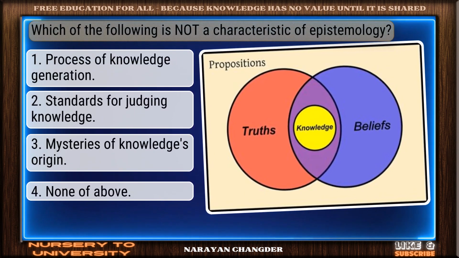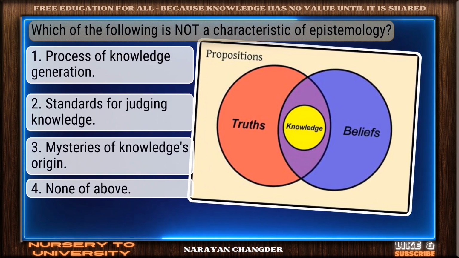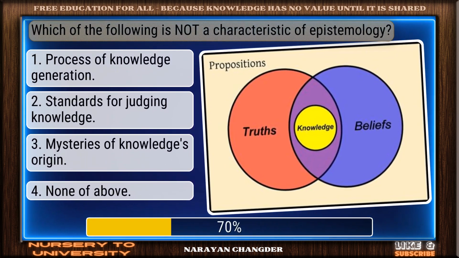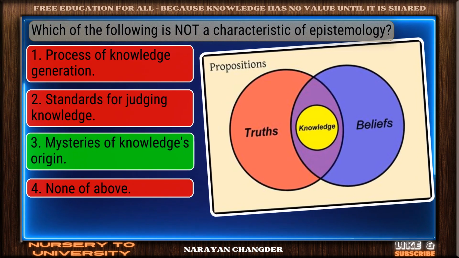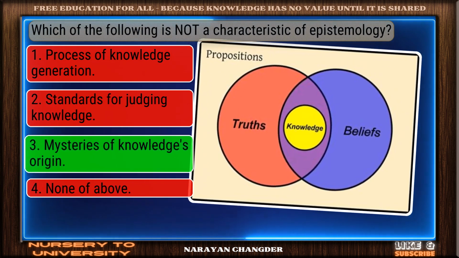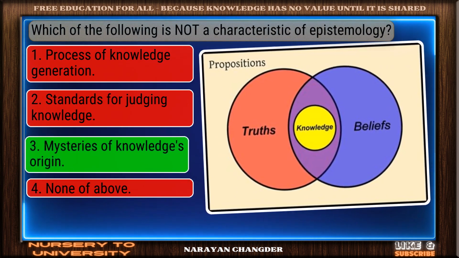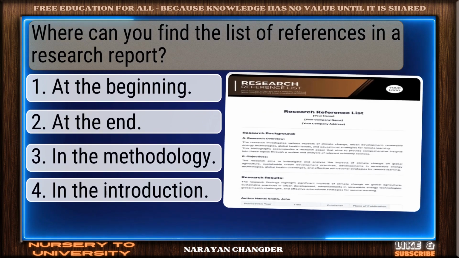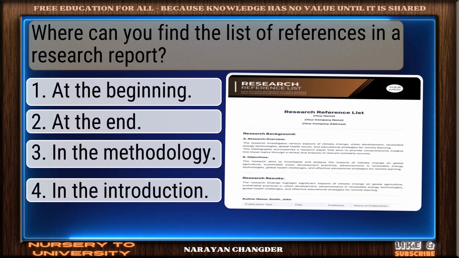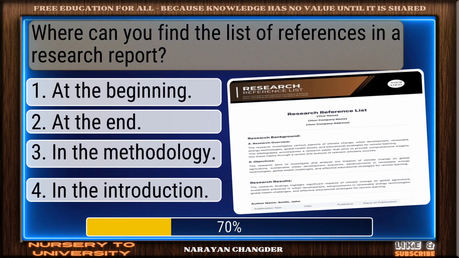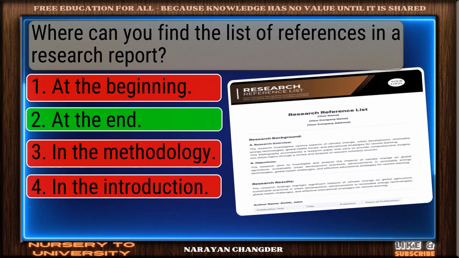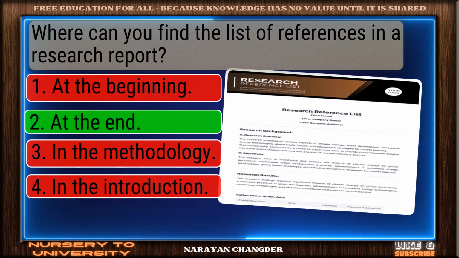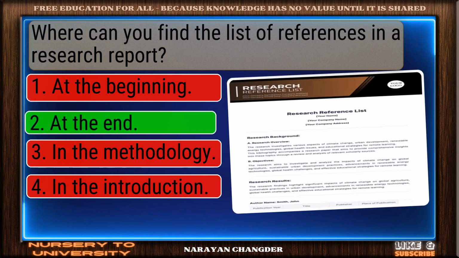Which of the following is not a characteristic of epistemology? Great job. Mysteries of knowledge's origin is the accurate answer. Where can you find the list of references in a research report? Clear logic. Your choice at the end is sound and 100% true.